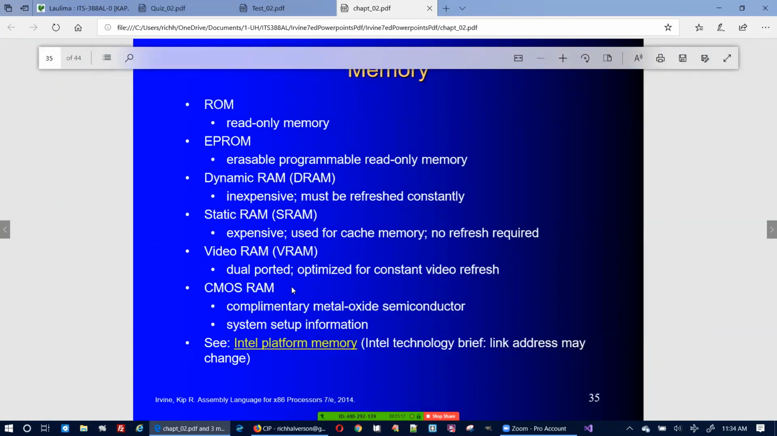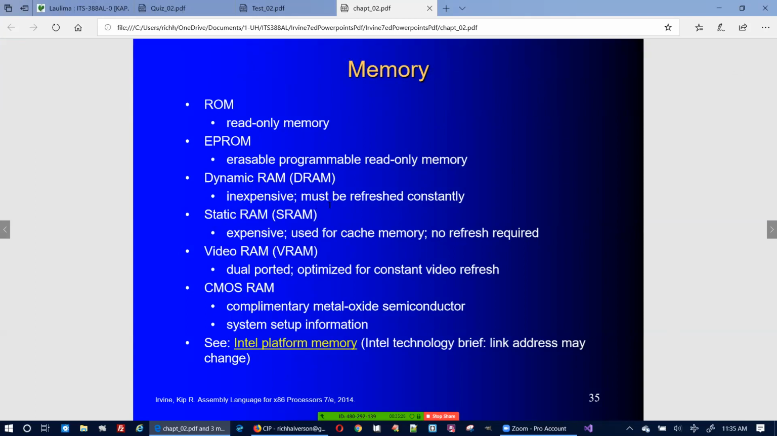CMOS is a particular type of RAM, complementary metal oxide semiconductor. With most static RAM, it takes power to hold the data. It takes power to hold it. So you're consuming power all the time while it's on. With CMOS, you only use power to switch for the most part. You still need power, but it's very little power.